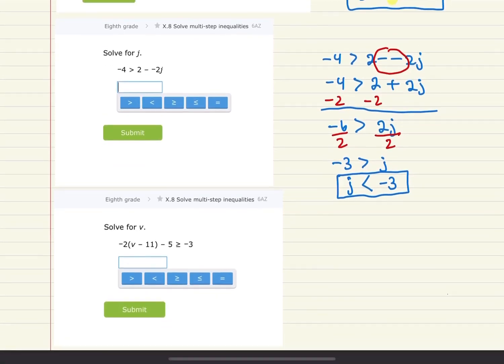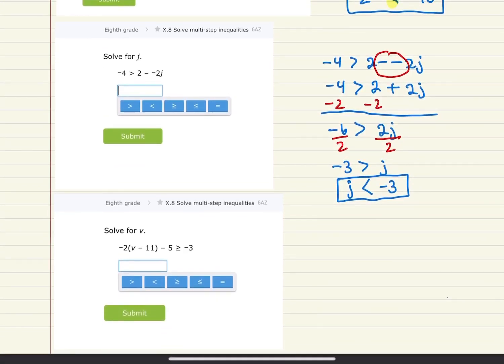Okay? One more example. This one is a little bit more complicated because it has parentheses in it. I'm sure you guys will have no problem solving this. Remember when we have parentheses, the first thing we want to do is distribute. So I'm going to multiply. Negative 2 times v is negative 2v. Negative 2 times negative 11 is positive 22. Then we copy the rest of the inequality with no changes.